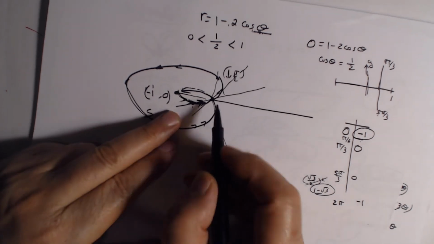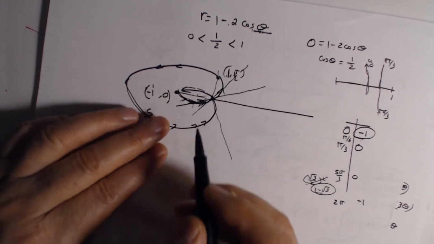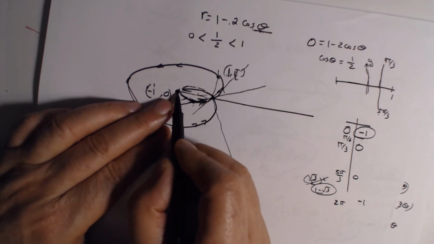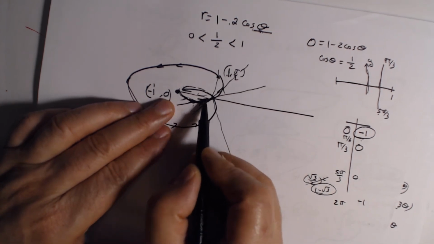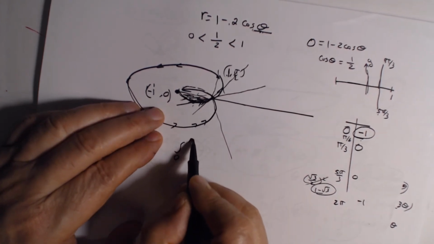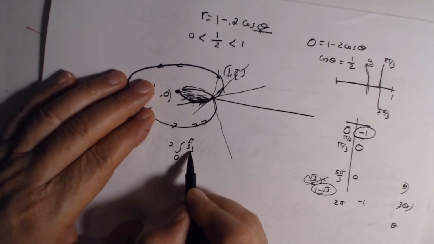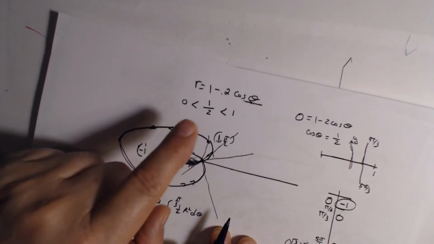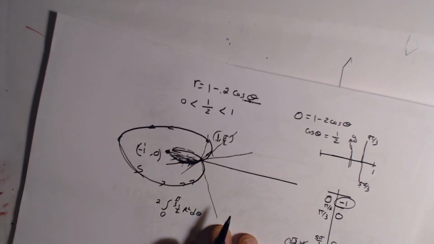Then if I ask you what is the area of the inner loop? Well, I went here from 0 to pi over 3. You can find that area and double it. 0 to pi over 3 and double it. 1/2 r squared d theta, and 0 to pi over 3, I'm talking about that r.